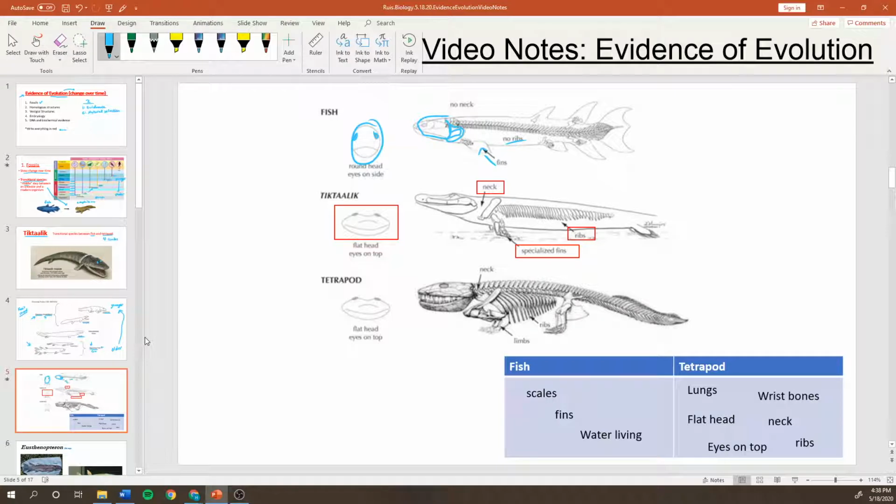All right, and then let's look at Tiktaalik now. So he's got a neck. It doesn't show it, but he would have some vertebrae right there. So this would be like neck bones, right? He would be able to turn his head a little bit, as opposed to no neck. He's got a flattish head, right? He's got eyes on the top of his head, not on the side. He has different fins, okay?